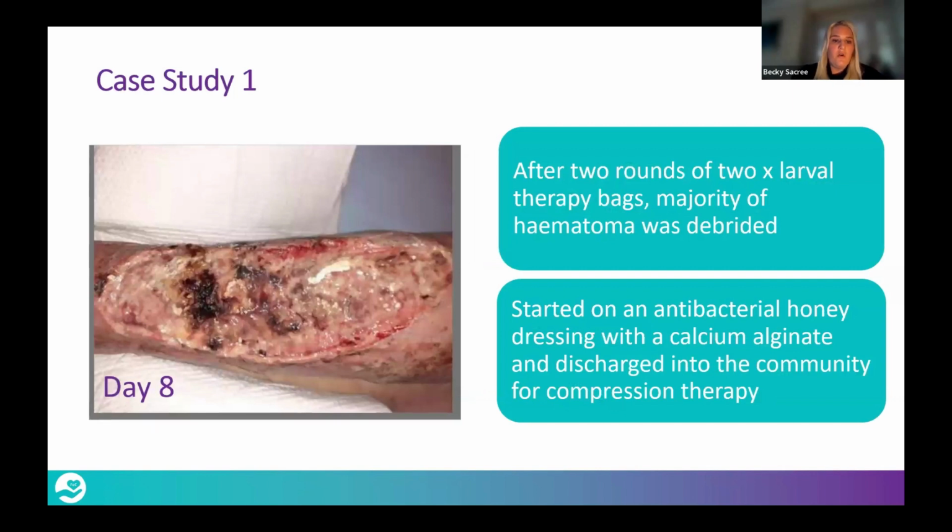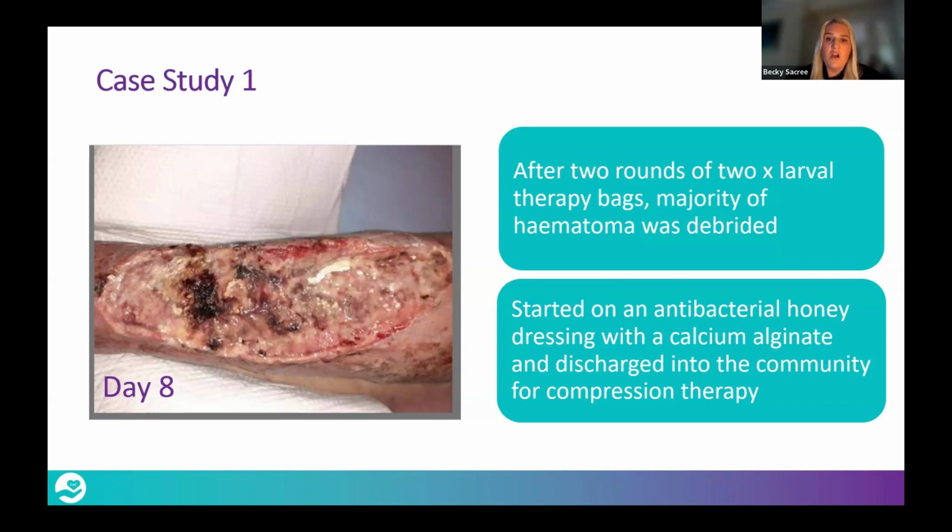Here is the photo on day 8 after the 2 rounds, 2 cycles, of larval therapy. The majority of the haematoma has been successfully debrided. We initiated the patient on an antibacterial honey dressing with calcium alginate in anticipation for discharge into the community, because they felt that she was now medically fit with the improvement of the wound and it could actually be managed in the community, and the patient was then put on our complex wound virtual ward.